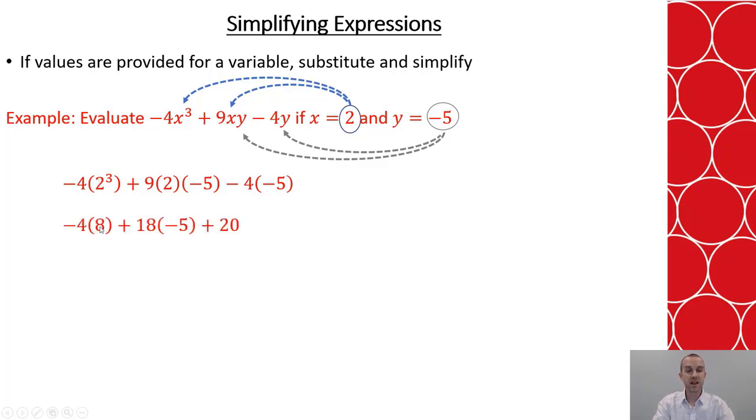So 2 cubed is 8, 9 times 2 is 18, and negative 4 times negative 5 gives me positive 20. I want to finish off my multiplication here, and then I can start adding my terms. So negative 32 minus 90 gives me negative 122. And then I'm going to add the 20, which will give me negative 102.